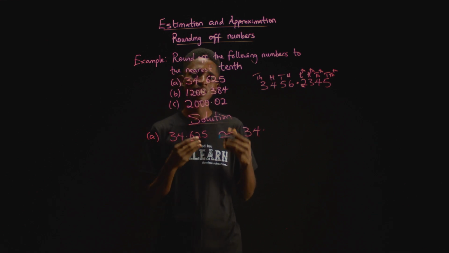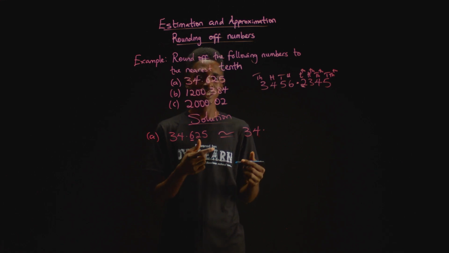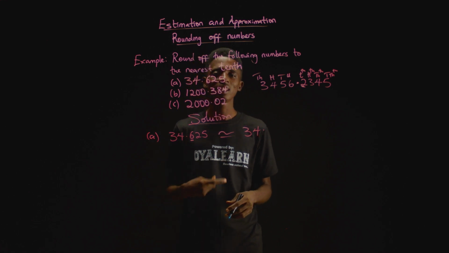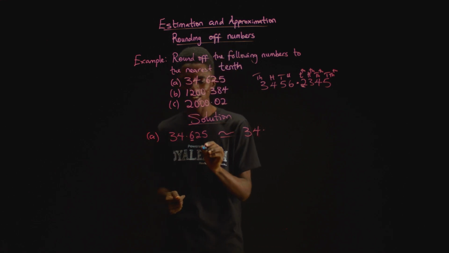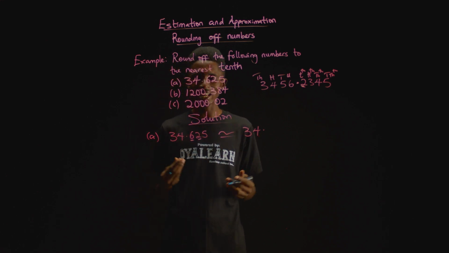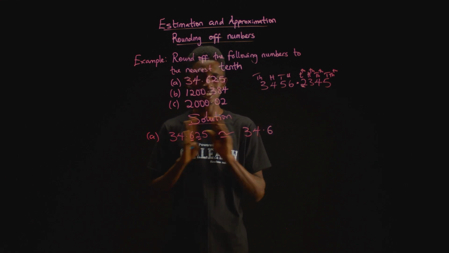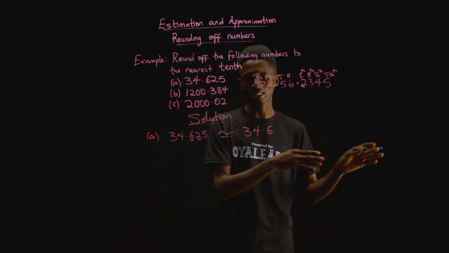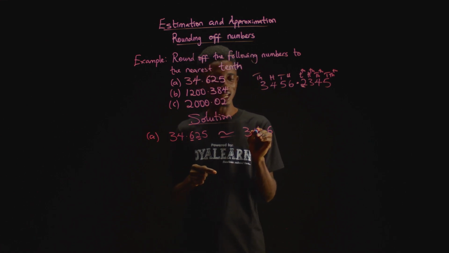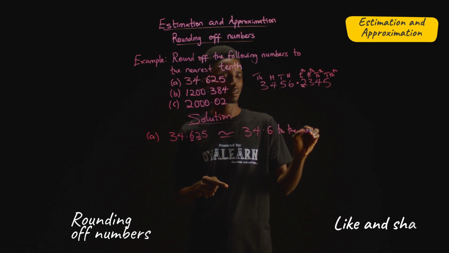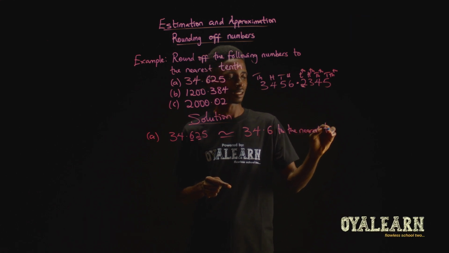Remember that if it is 0, 1, 2, 3, or 4, we round down. But when it is 5, 6, 7, 8, and 9, we round up. In this case, it is a 2, which means we round down. And when you round down, it means you do not add anything to the digit in the rounding place. So we keep it as 6 as it is. Every other thing becomes 0, but it is not required because it is after the decimal point. So this is 34.6 to the nearest tenth.